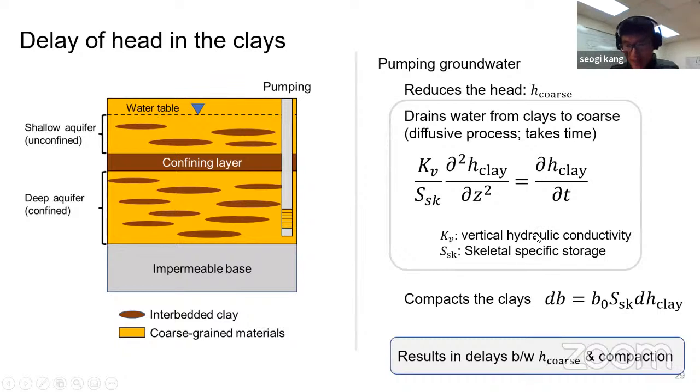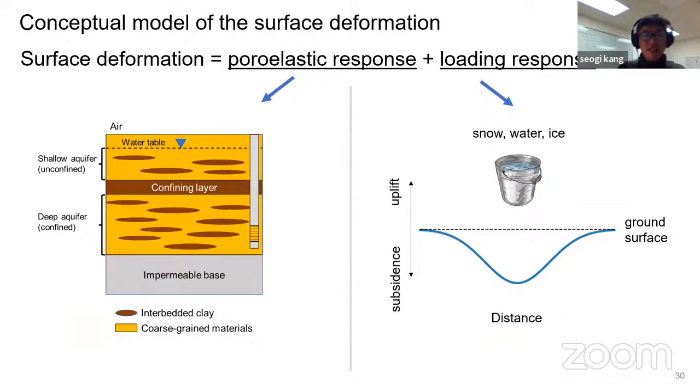And with this delay, what we're seeing is there will be a delay between the head in the clay and head in the coarse-grained materials. And effectively, that generates the compaction of the clay with this equation. And that results in delays between the head of the coarse-grained materials and measured compaction or measured subsidence with the InSAR. So that's another interesting physics behind. So that was basically explaining what the poroelastic response is.